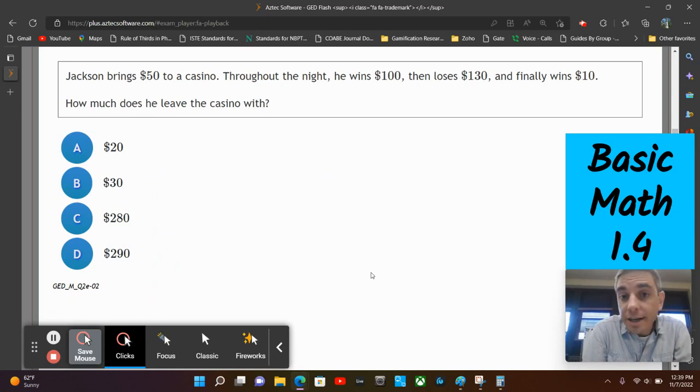Jackson brings $50 to a casino. Throughout the night, he wins $100, then loses $130, and then finally wins $10. How much does he leave the casino with? Okay. We could do this a number of different ways.